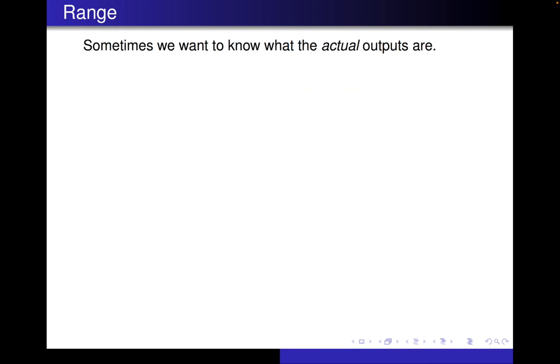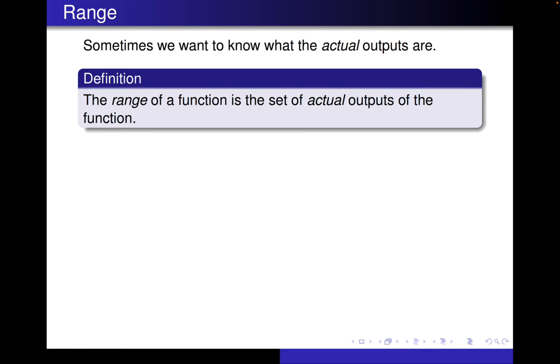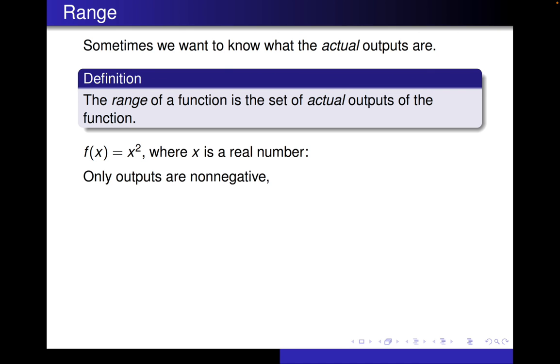Now, with the range, it's a little bit different than the codomain, because with the range, we want to know what the actual outputs are. Now, here we're being very precise. There's only one answer. We want the set that contains all the outputs and nothing that's not an output. So the range of the function is the set of the actual outputs of the function. So for instance, if I'm looking at f of x equals x squared, where x is a real number, we don't want to include all those negative numbers because we never get them, right? They're all going to be non-negative, and so the range is going to be the set of non-negative numbers.